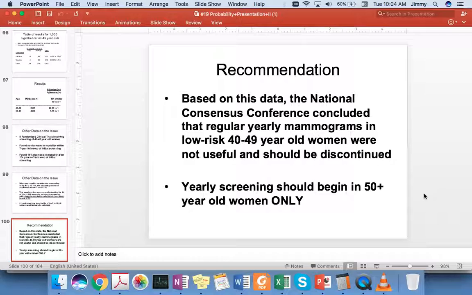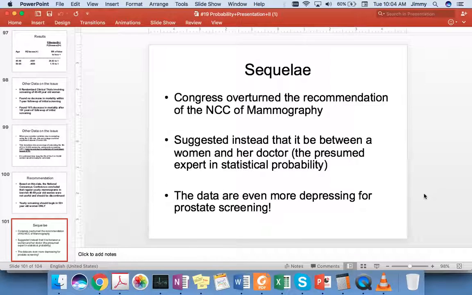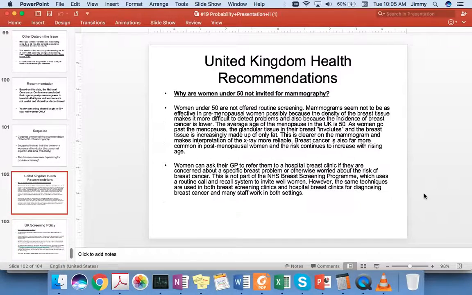So based on this data, the National Consensus Conference concluded that regular yearly mammograms in the low-risk 40 to 49-year-old populations were not useful and should be discontinued. Yearly screening should only begin in 50-plus-year-old women only. So Congress overturned the recommendation of the NCC of mammography, and suggested instead that it be between a woman and her doctor, the presumed expert in statistical probability. And yeah, so here is some more information on that.